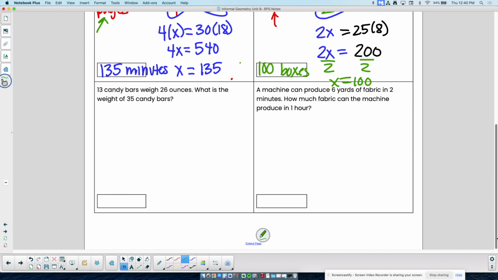All right, let's try this one. 13 candy bars weigh 26 ounces. What is the weight of 35 candy bars? So what 2 things are we comparing? I'm hoping you're thinking how many candy bars and how much they weigh. So candy bar over weight.